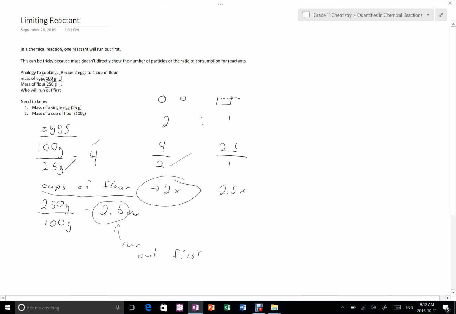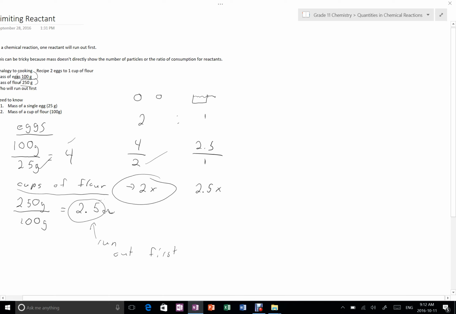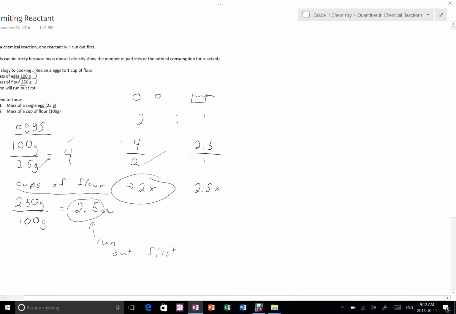Some teachers would do it that way. Other teachers would ask you at this point to predict the limiting reagent and then use that to predict the amount for the other reactant.